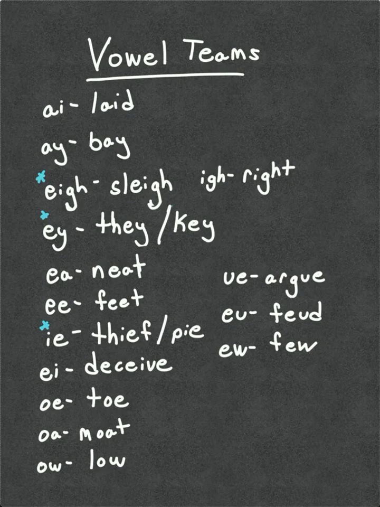And also we have I-E, as in thief or pie. So once again, it is good to know how these different vowel combinations are pronounced and when they're pronounced differently, such as the three examples I just gave.